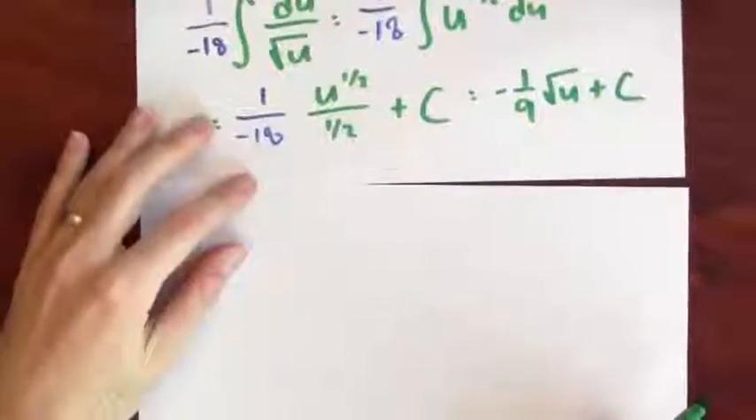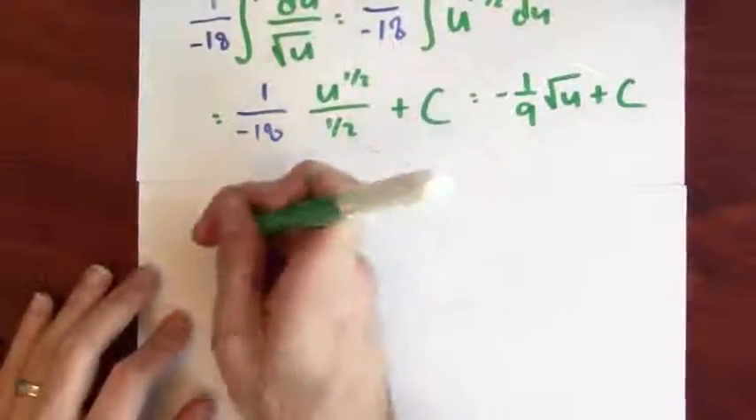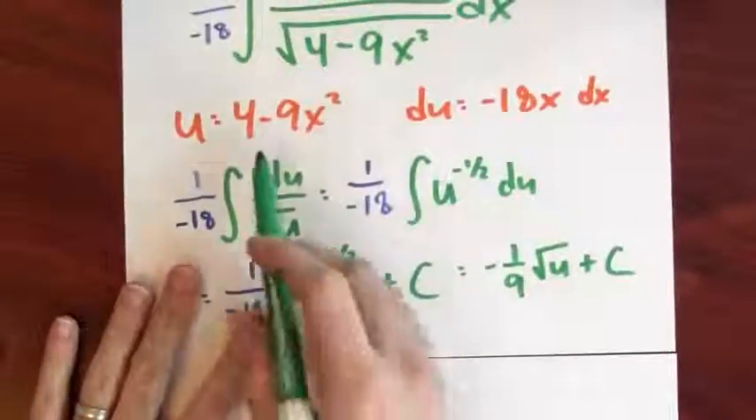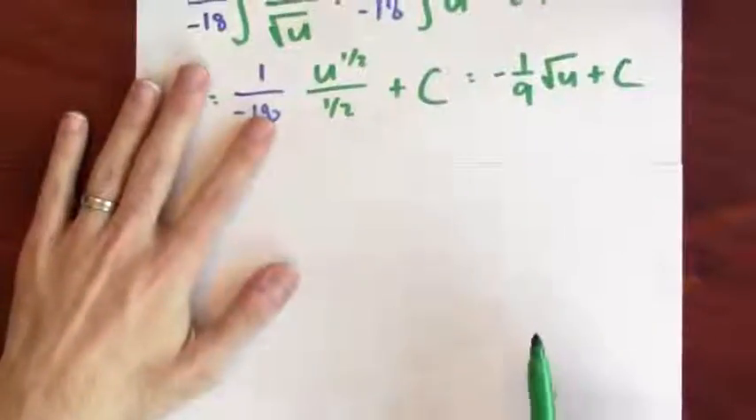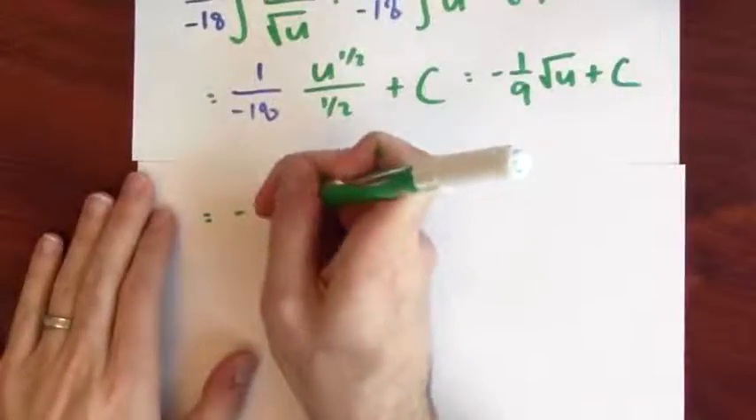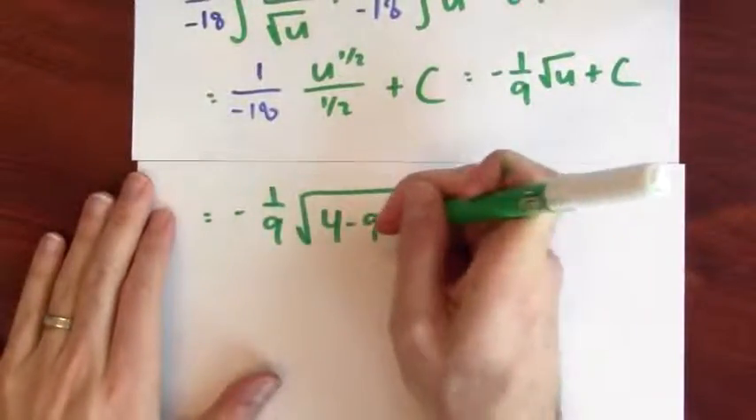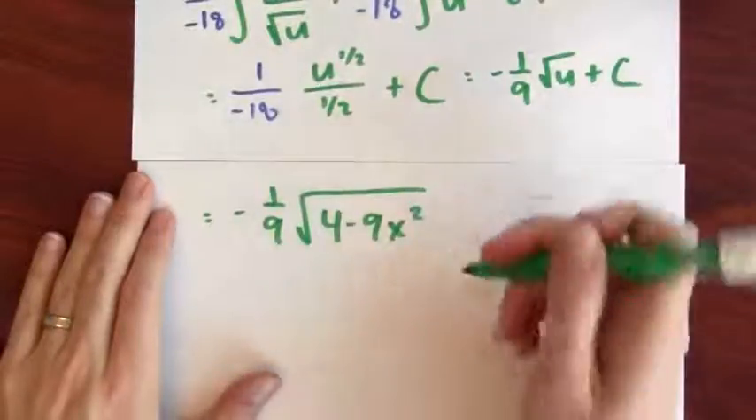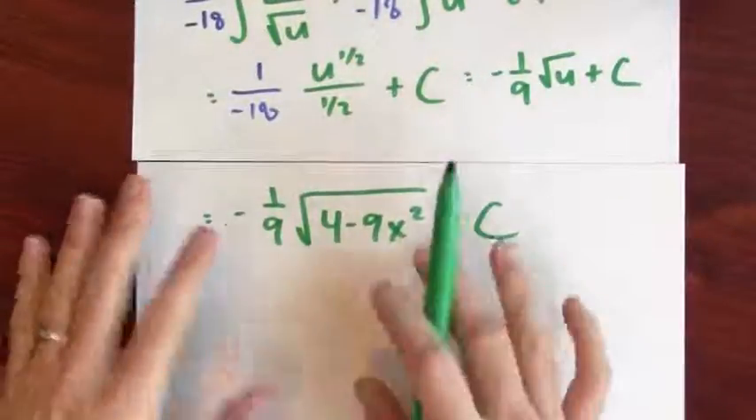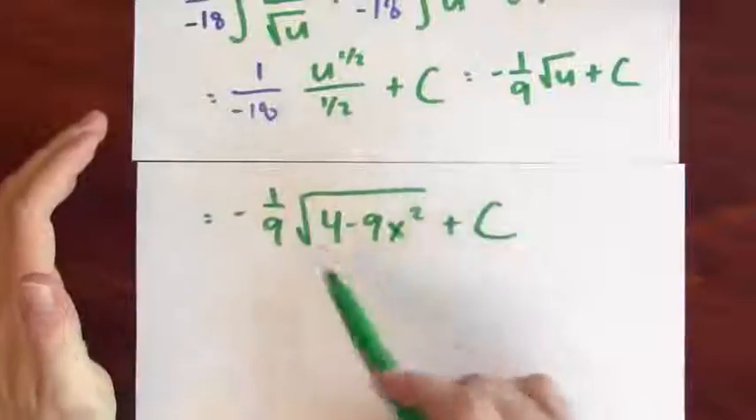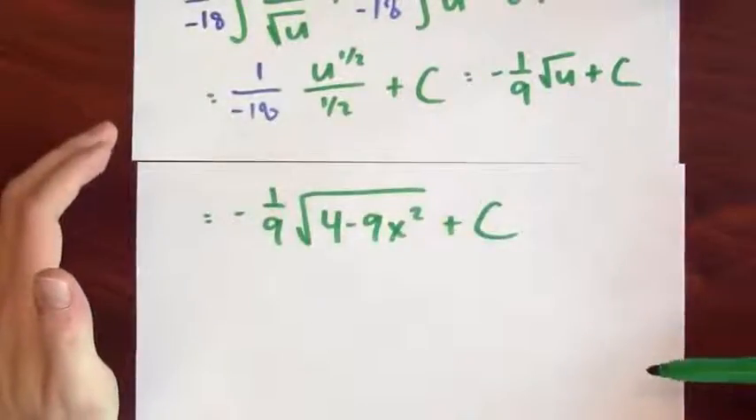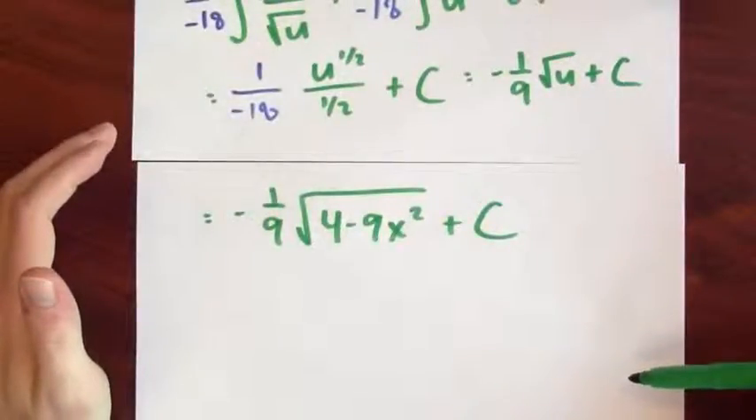Now I'll rewrite that in terms of x. So in terms of x, this is, well, remember, u is 4 minus 9x squared. So this is negative 1/9 the square root of 4 minus 9x squared. That's what u is, plus c. So I found an antiderivative of x over the square root of 4 minus 9x squared.